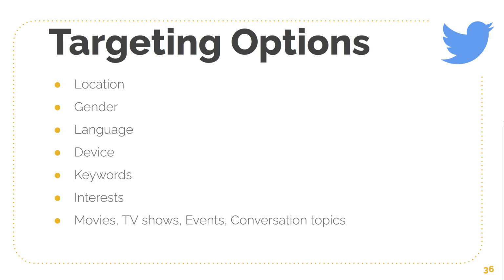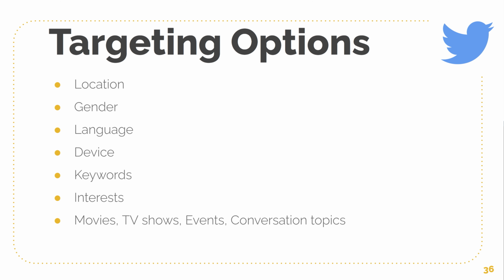As for targeting options, you have location, gender, language. By the way, gender isn't super accurate on Twitter, just so you know that you can't really rely on that. You can target by device, by keywords. Keywords means different phrases, different words that been used in different tweets, interests, and also movies, TV shows, events, and conversation topics. Basically, you can target people by location, by their language, by device, and by different keywords that they were interested in when they were reading other tweets.